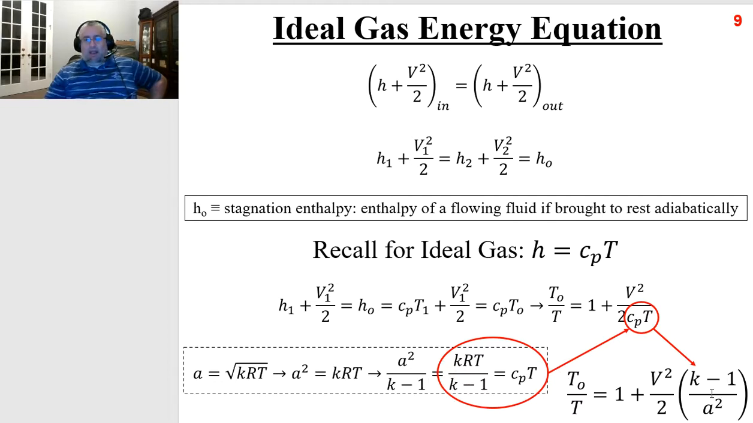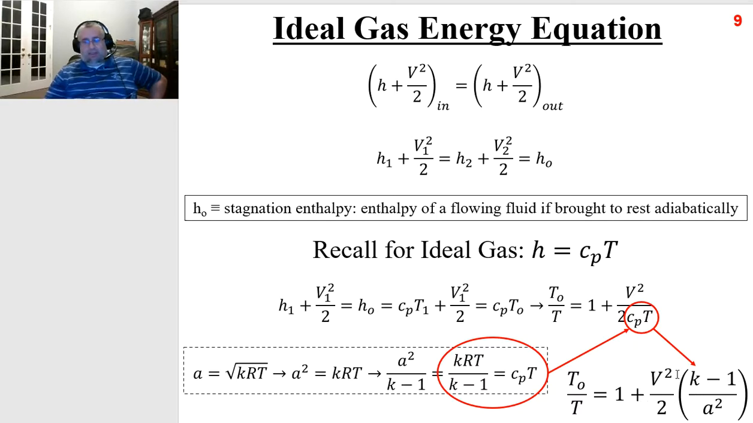Stick that in there. And recognize that kRT is a squared, right? And so my expression then becomes stagnation temperature divided by temperature is equal to 1 plus V squared divided by 2 multiplied by k minus 1 divided by the speed of sound in the fluid squared.